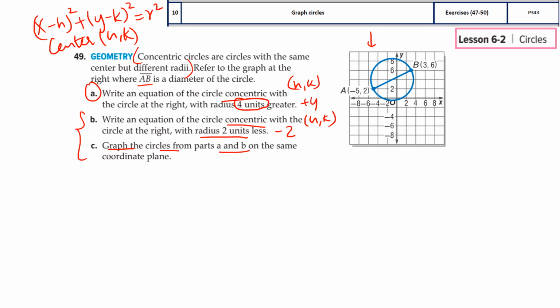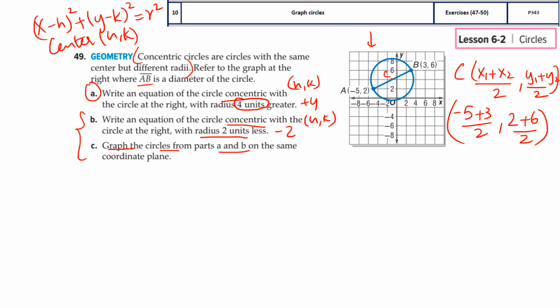So this blue circle, let's try to find the center. Now AB is given to be the diameter, so can I say the center, let me call it C, would be the midpoint of A and B because A and B are the end points of the diameter. So I will use the midpoint formula: add the x coordinates, divide by 2, add the y coordinates, divide by 2. I take minus 5 plus 3 divided by 2, 2 plus 6 divided by 2. Both coordinates I am adding and dividing by 2. So minus 2 by 2, 8 by 2, which is equal to minus 1 comma 4. So we got the center, perfect.